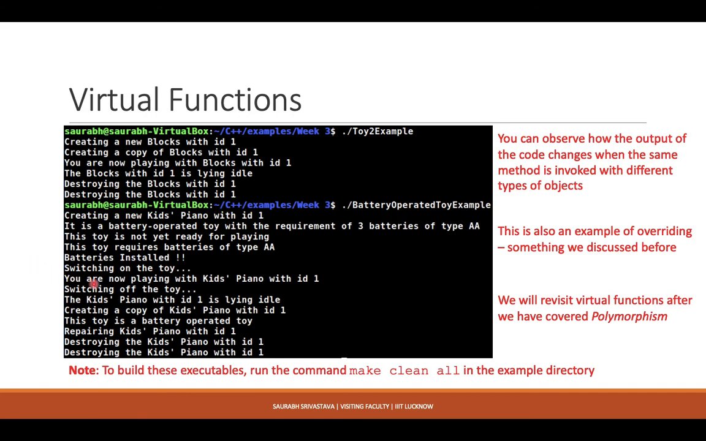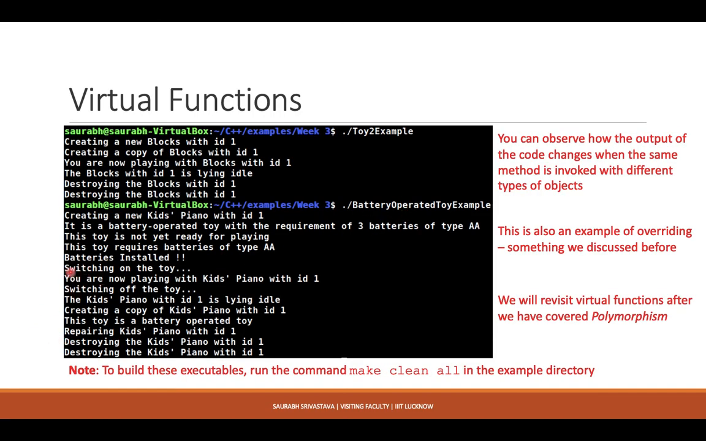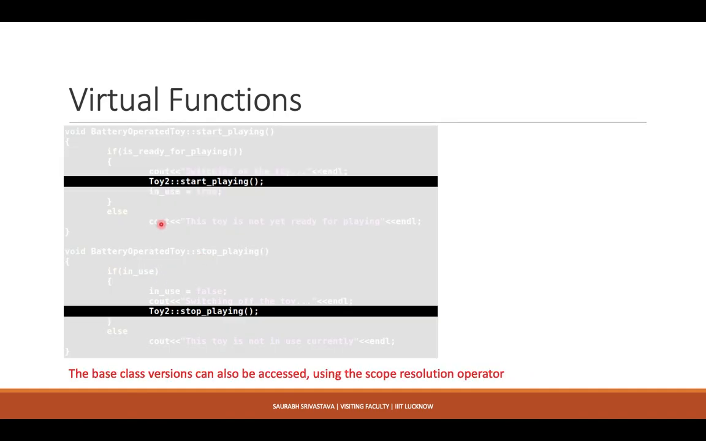Then after that, when I called start playing again the second time, now it will say switching on the toy, and then you are now playing with kids piano with ID1. This is actually coming from the base class version, right? And this switching on the toy, this is coming from the derived class version here.